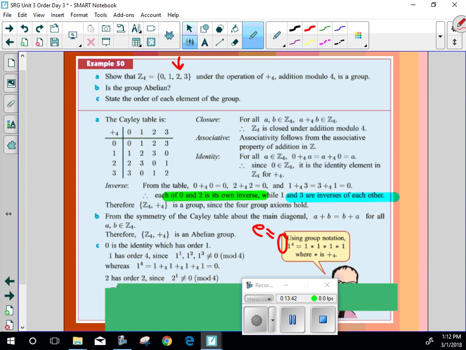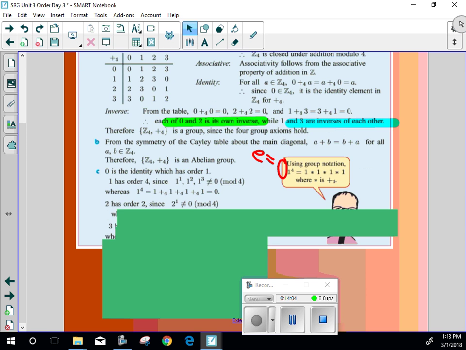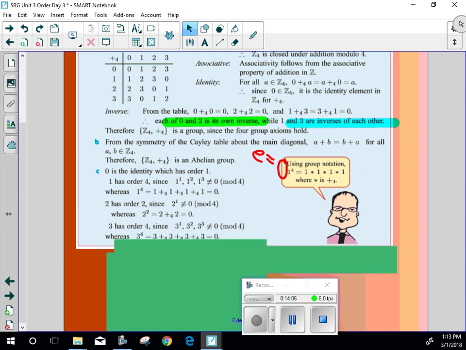Well, you almost have all the answers. 3. So 3 is an order 1. 3 plus 3 is 2. That's not it. 3 plus 2 is 1. That's not it. 3 plus 1 is 0. So there, it's going to be a what? Order 4. It's an order 4.